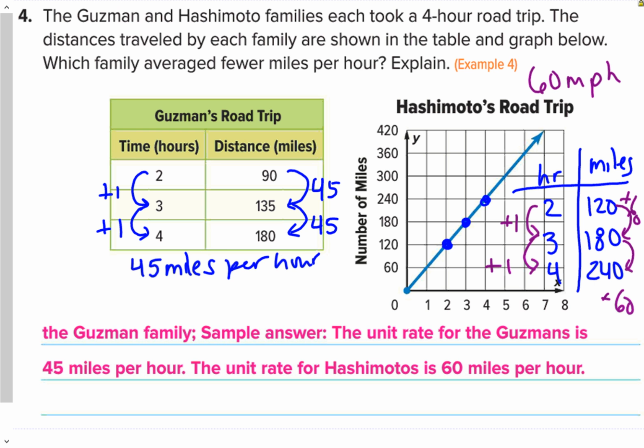So which one goes slower? I'm sorry, which one goes fewer miles an hour? The Guzman family travels slower because the unit rate is 45 miles an hour and the Hashimoto's is 60 miles per hour.